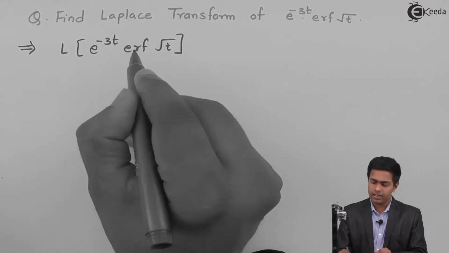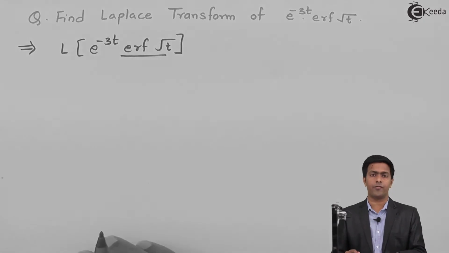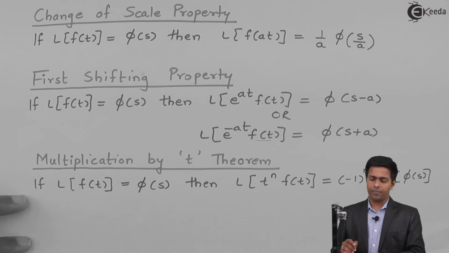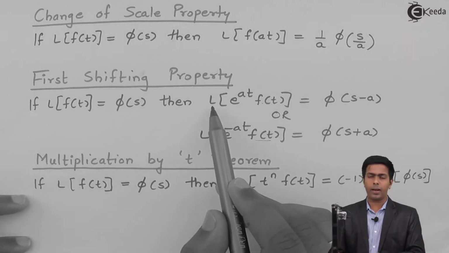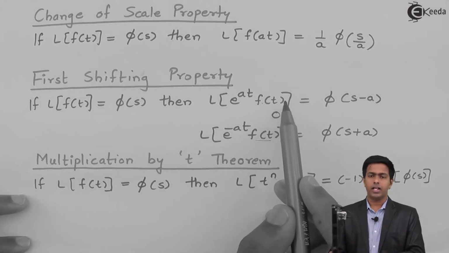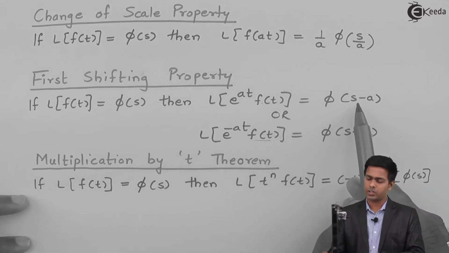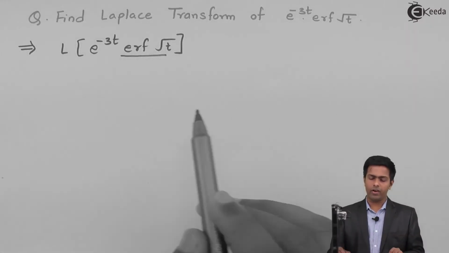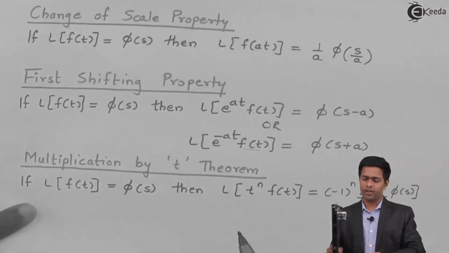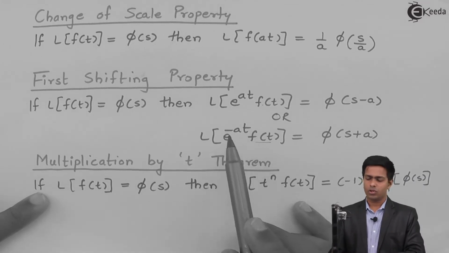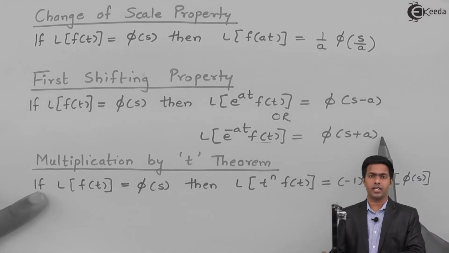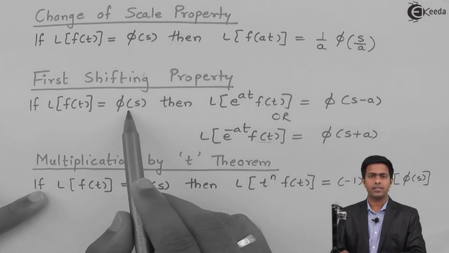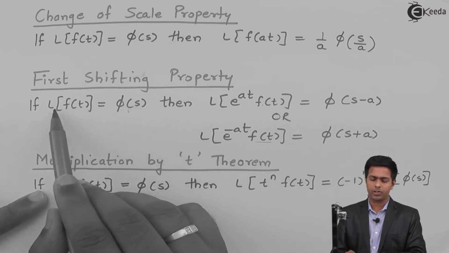So here I can say that the error function of root t is f of t. According to the property, if we have Laplace of e raised to at f of t, then the answer is phi of s minus a, that is a function of s minus a. Here we have e raised to minus 3t, so a is negative, and we'll get phi of s plus a. To get phi of s plus a, we'll find it from phi of s, where phi of s is Laplace of f of t.